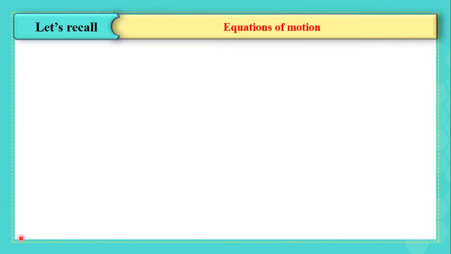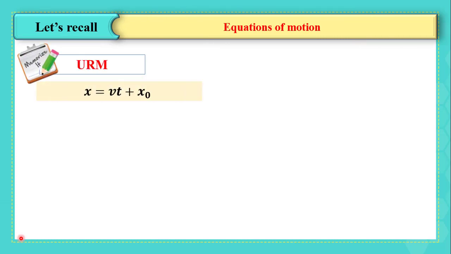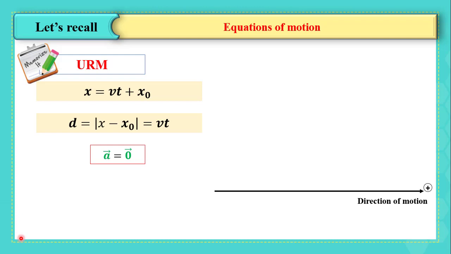Now we need to go back to the time equations of motion for the different types of rectilinear motion. Remember that in a uniform rectilinear motion, x is equal to vt plus x0, where d is equal to the absolute value of x minus x0, which is equal to vt. The acceleration in such a type of motion is equal to 0. And if the direction of motion is with the chosen positive sense, then the velocity is positive.